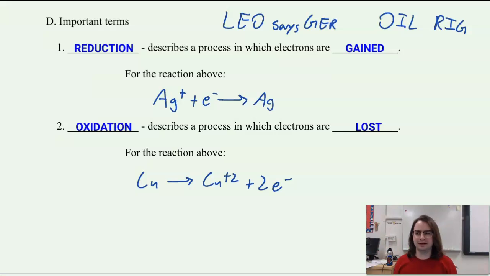You can do either one. I tend to lean towards the oil rig thing, but that's just because I think I've heard that one more in my life. But the Leo the lion says grr one is pretty good too. So again, whichever one you want to use, just make sure that you keep straight which one is which, right? Reduction is gaining, oxidation is losing. Okay, so let's keep going.